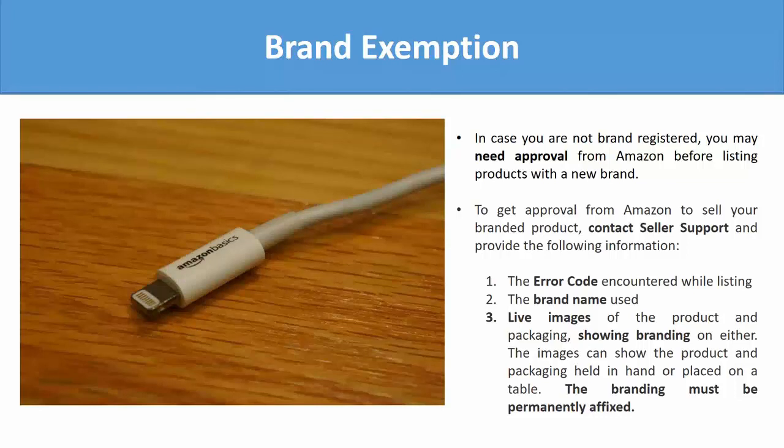Here, it's very important your live images show the branding of the product. It should be clear branding. The branding should be permanently fixed on the product. It should not be a chit put over the product. It should be permanently affixed branding, and it can be on the product or on the packaging. Either way, you need to have all the live images show that your product is branded. For example, you can see an image here. It's a cable with the Amazon Basics logo. So this image is a live image with branding clearly showing.